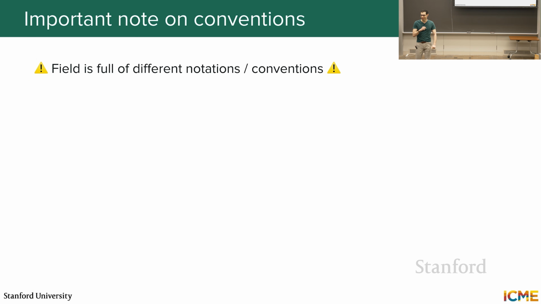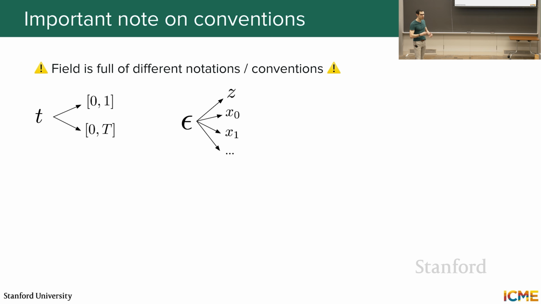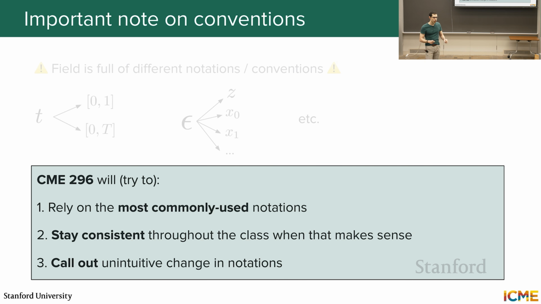Okay, an important note. I mentioned that the papers in the field are crazy in terms of technicality and math formulas. The same goes for conventions. You will see that from paper to paper, things are noted differently, and it can be very confusing. For instance, there is a time t that sometimes is between 0 and 1, sometimes it's between 0 and T, sometimes it's in reverse, sometimes epsilon is noted z or x0 or x1, etc. So in this class, what we will try to do is 3 things.